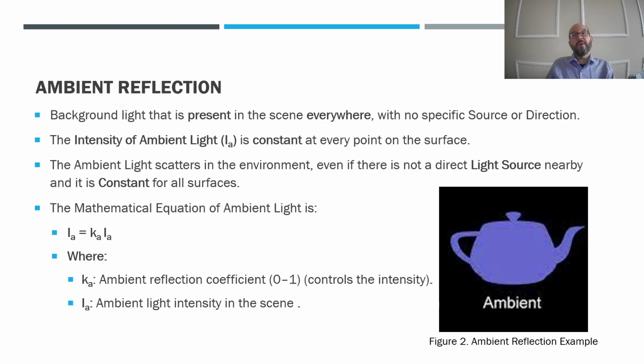So let's get started with the first one, the ambient reflection. Ambient light is represented everywhere in the scene, and it's constant. Its mathematical equation is the ambient reflection coefficient times the ambient light intensity in that scene. We use the coefficient in order to control the brightness, or the value of ambient reflection. We can see ambient reflection on a teapot, which is constant and covers the entire object.